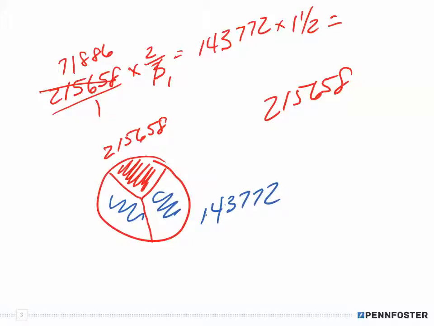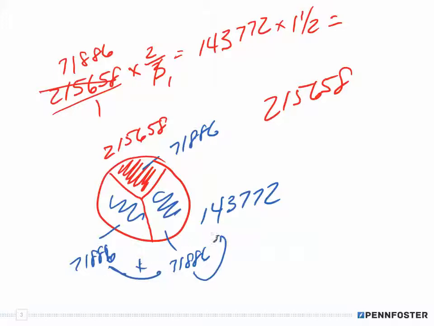That's because this value here is 71,886, this is 71,886, and this is 71,886. When I add these two numbers together, I end up with that amount. So I can take the 71,886 away from the 215,658 and end up with that, or I could just add these two together and come up with that.